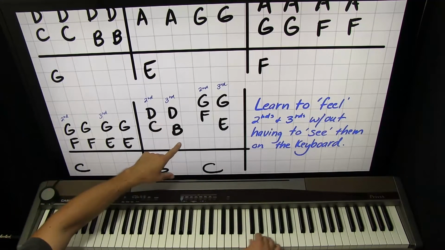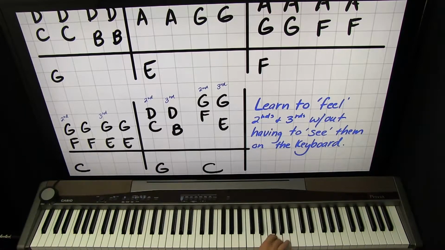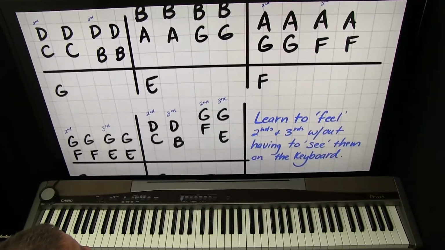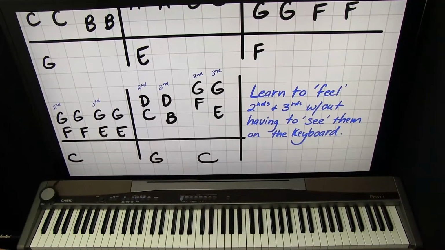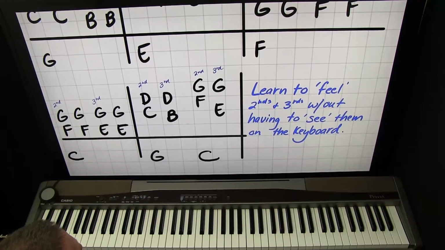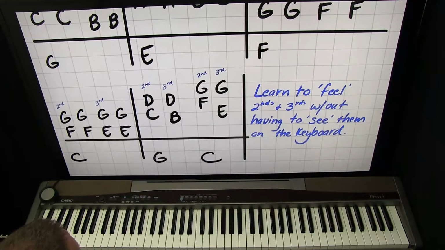C and D to B and D, F and G to E and G. And you can do different octaves. You don't have to go up and down the way I did it, just as long as you play the correct letters there. And I put here a little advice. Learn to feel the seconds and thirds without having to see them on the keyboard. Just know where you are. Okay? Get that feel, and that way you don't have to look up so much at this. It's a great tool for sight reading as well if you're reading traditional music notation.